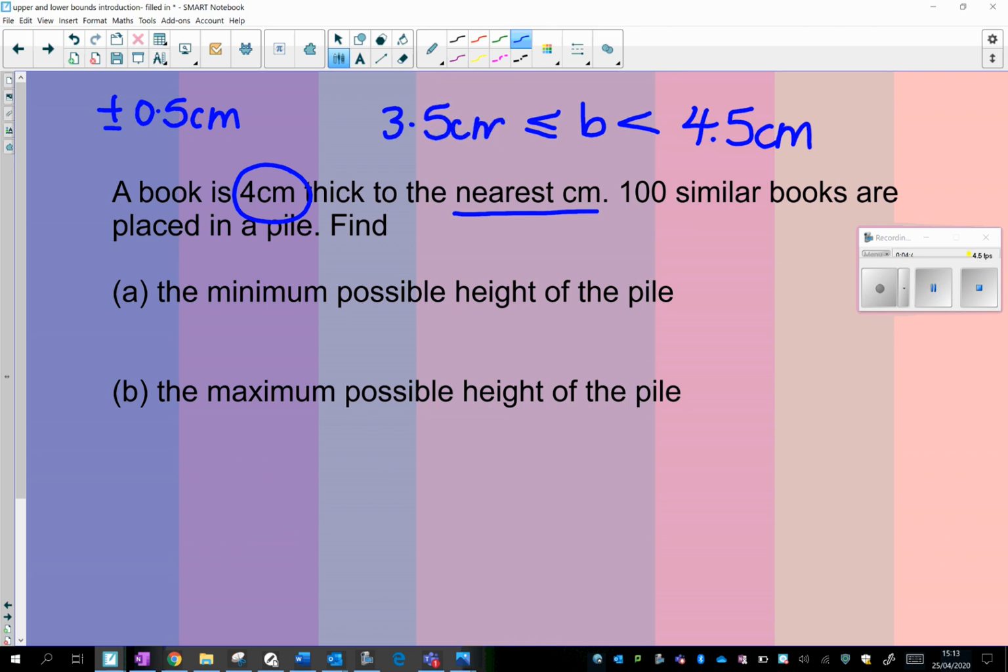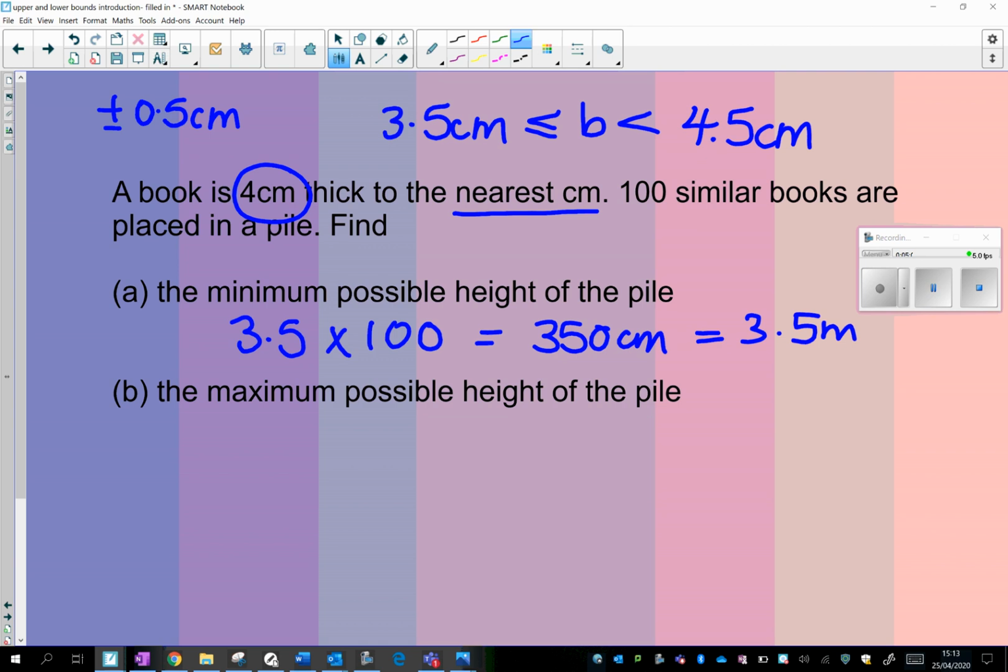You've done lots of these now. So if you wanted the minimum possible height of the pile, that would assume that every single book is its absolute smallest. In other words, it's 3.5 centimeters thick. So you would now do 3.5 multiplied by 100. Well, that's going to give you 350 centimeters, or if you like, 3.5 meters.